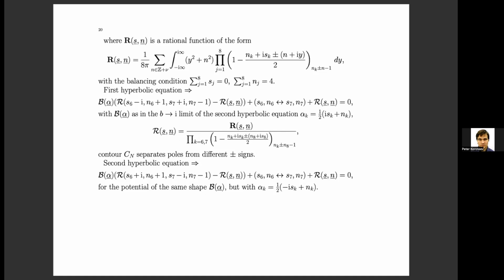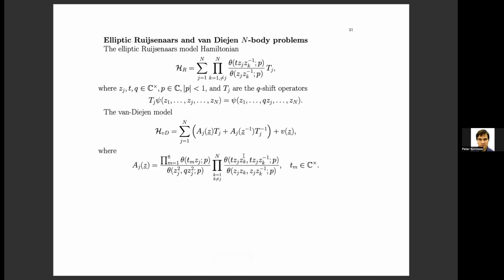Okay, that's the rather detailed description of the story. Sorry for the technicalities, but that's life. What can we do? Now I turn to the question of how to apply these limits I described, at the very particular, very explicit equation, to the Ruijsenaars and Van Diejen elliptic n-body problems. So here is the Ruijsenaars Hamiltonian, and everyone knows it perfectly well, and the T's are just q-scaling operators, so nothing to comment. Everything is well known.